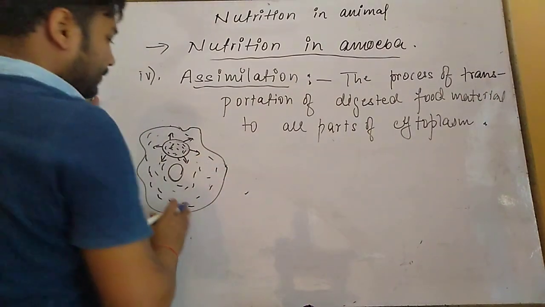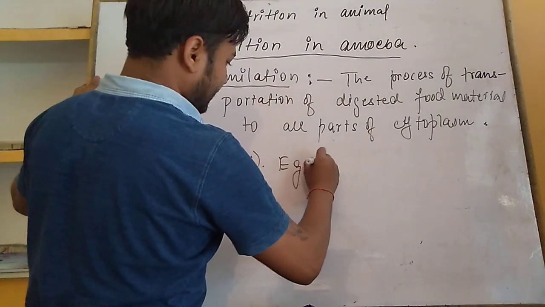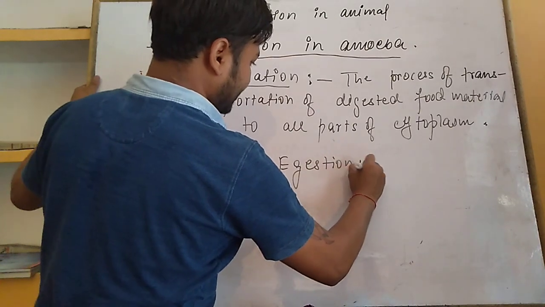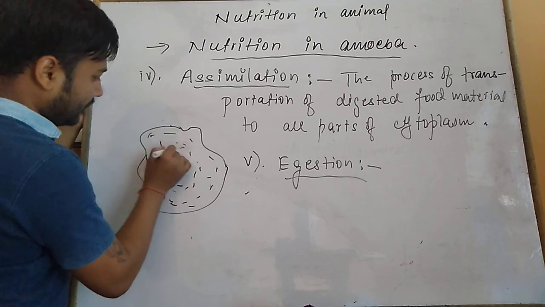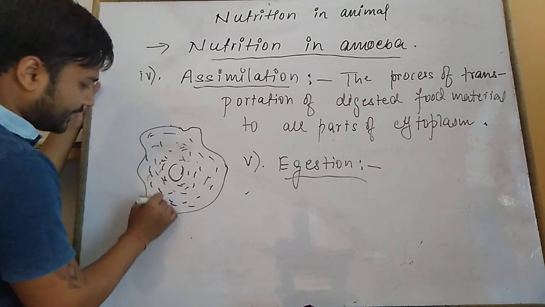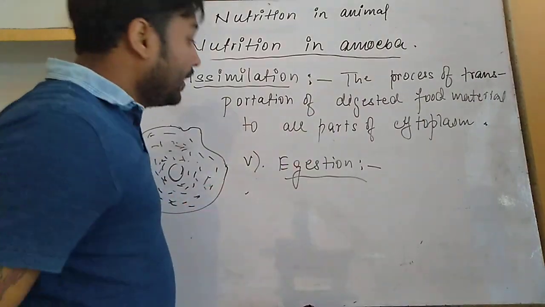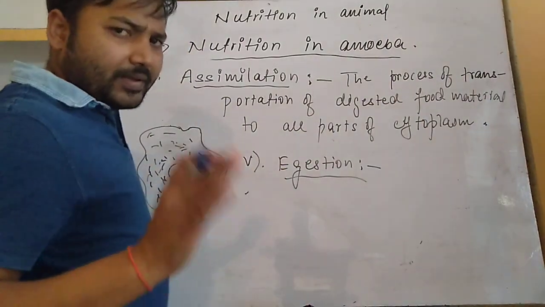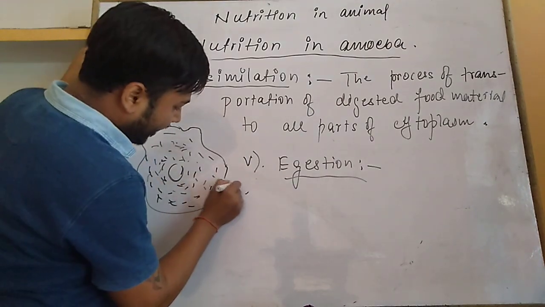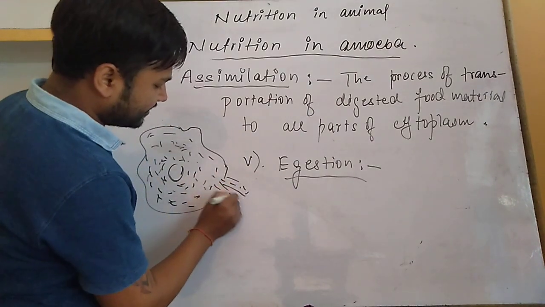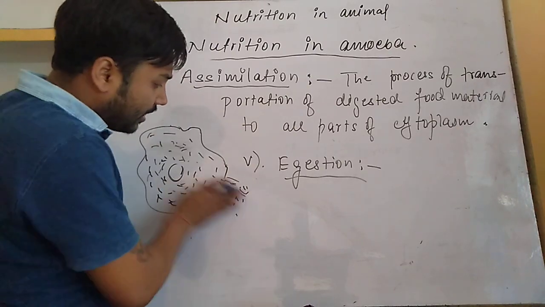And finally, after the process of assimilation, the 5th step is egestion, egestion. Finally, the digested food material which is mixed into the cytoplasm, and finally it helps in the formation of energy. Whatever the rest material present in the cytoplasm is removed by bursting its membrane. जो भी बचता है कचरा सॉलिड वेस्ट मटेरियल वो इसके सेल मेम्ब्रेन से ब्रस्ट होकर ये बाहर निकल जाता है.